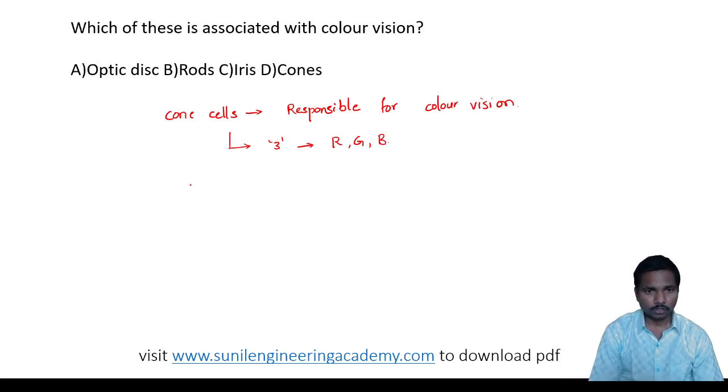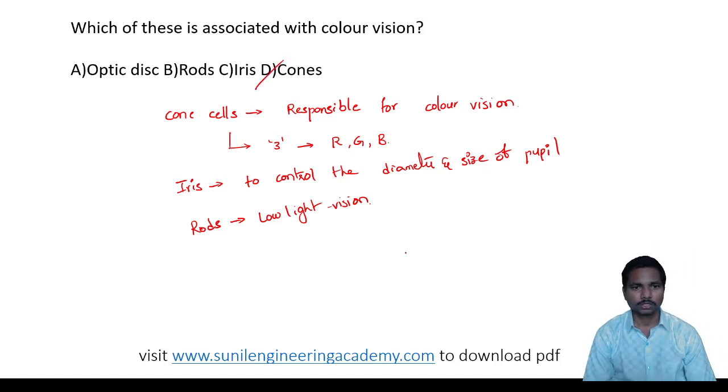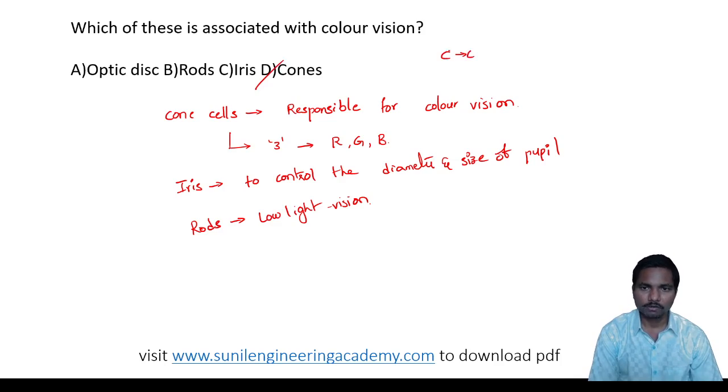And we know the function of iris. What is the function of iris? To control the diameter and size of pupil. Okay, size of pupil. And rods are used for low light vision. So here, color vision, cones. C for C, color for cones.